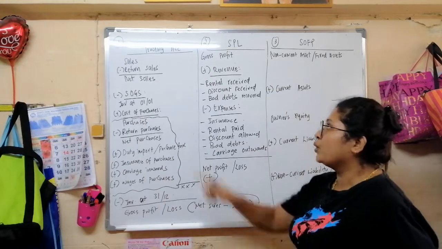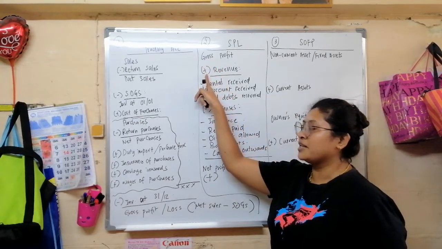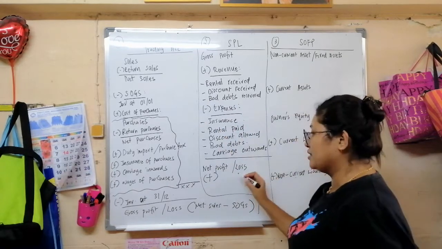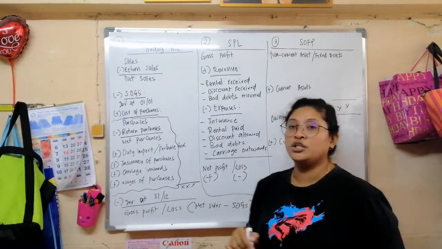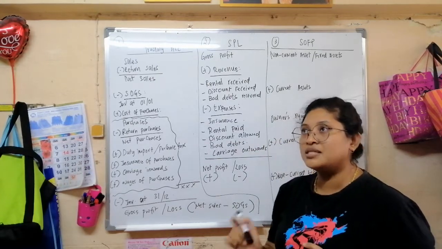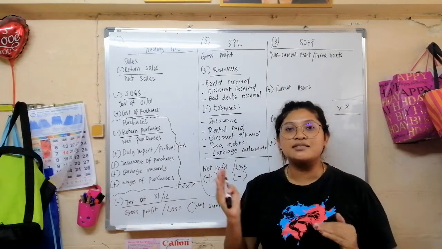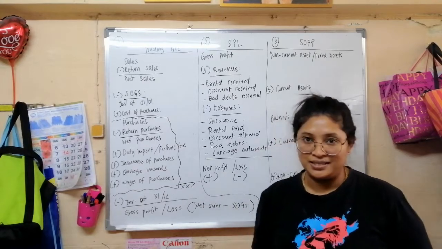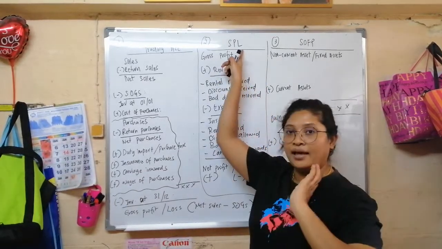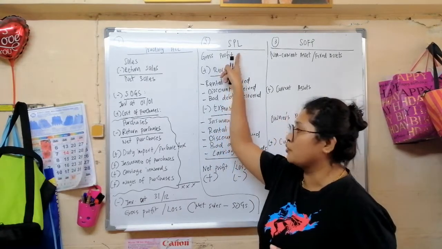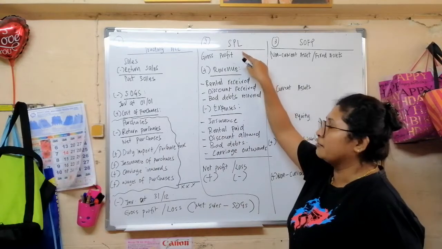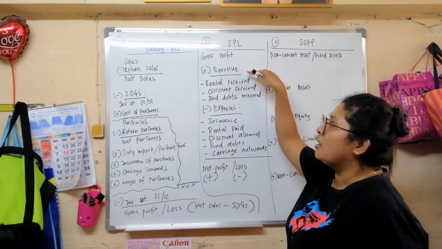But if your gross profit plus revenue minus the expenses gives a negative answer, that means you got a net loss. That means your revenue is less than your expenses. I'll say again, this gross profit comes from the trading account. So from the trading account, you take the gross profit and add the revenue.